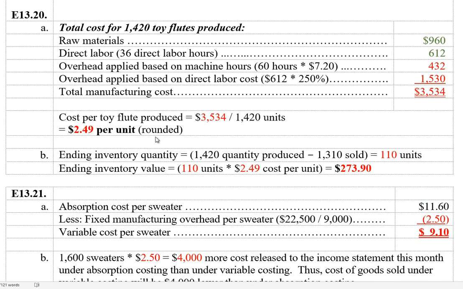And then they tell you that this amount is produced, but this amount was sold, so how many are left? Well, you come up with 110 units. If you multiply that times the 240, then the ending inventory value for these toy flutes is $273.90.